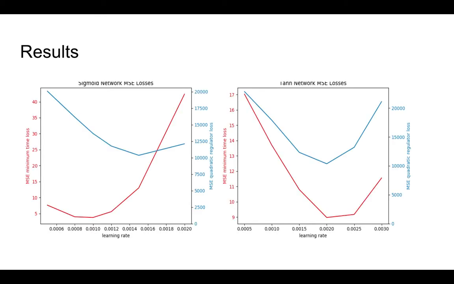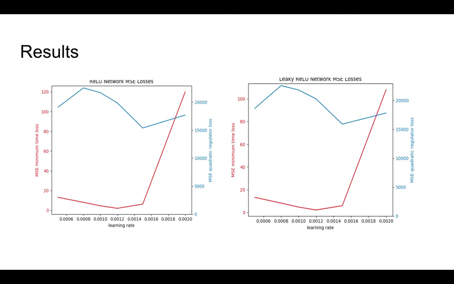The results are shown here. We'll note that I'm using the mean squared error loss between the theoretical best cost and the predicted best cost, and that's what's being plotted here. The blue line indicates the quadratic regulator loss, the accumulated distance, and the red line indicates the minimum time loss. These are the results for the sigmoid and tanh network across various learning rates. And here are the results for the ReLU and leaky ReLU network.